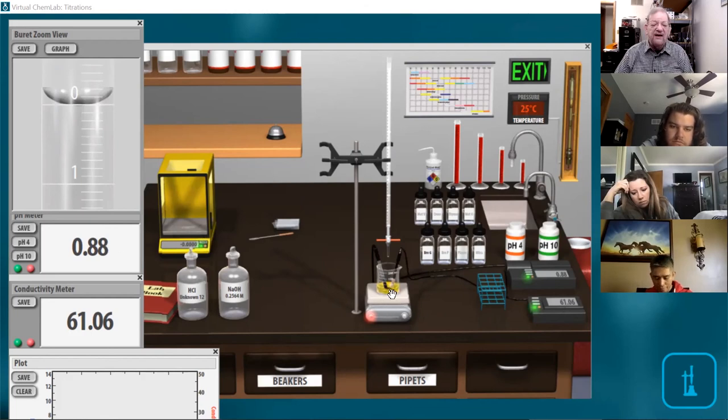Now, in this lab, what you'll do is slowly add the base to the beaker of acid until the color changes. You record the initial volume and the final volume. When the color changes, that's called the endpoint. If you stop one drop over the endpoint when you get it and you don't go way past it where you're going to get bad results, at the endpoint, moles of acid equals moles of base, and you can use the calculation equations I showed you.